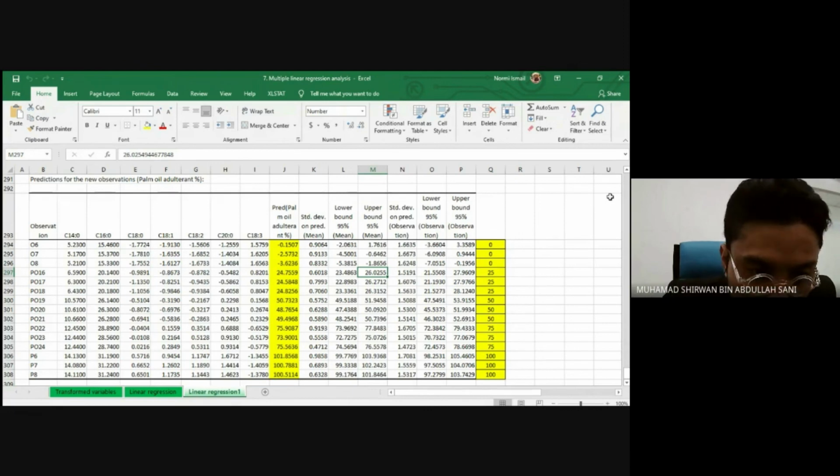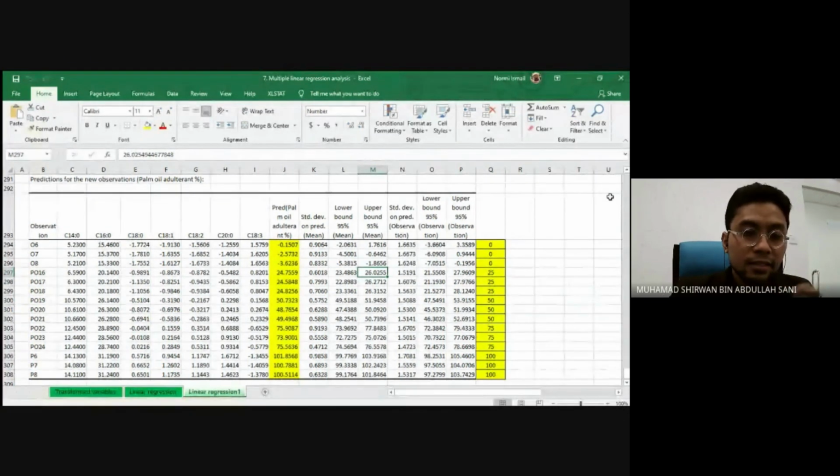You prepare 25% of palm oil, you get 24.7 and 24.5 and 24.8. You prepare 50%, you get 50, 48 and 49. You prepared 75, you get 75.9. You prepared 100% of palm oil, you get 101. So this indicates that the software is able to predict the palm oil adulterant in olive oil.